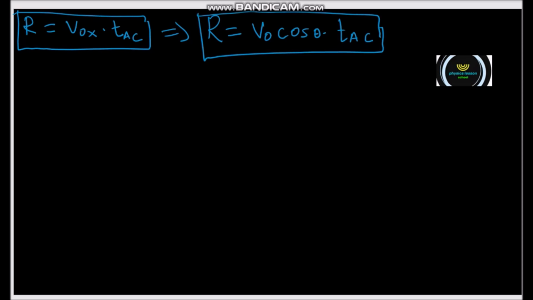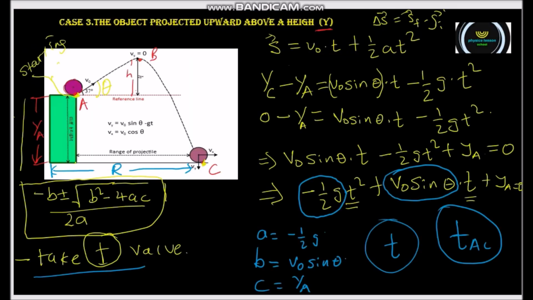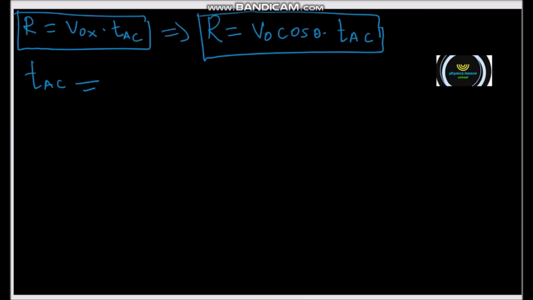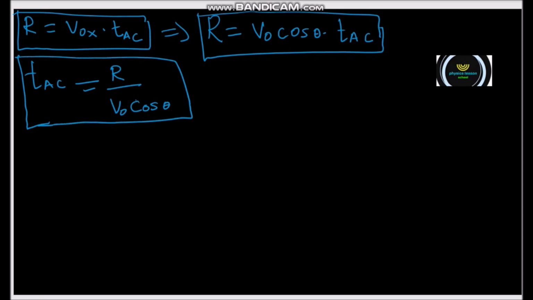Or if the value of the range is given, you can also calculate the total time of flight, T from A up to C. If you have the range, the horizontal distance, you can use range over V naught cos theta. You can also use this equation if you have the range. You can find the total time of flight this way. All right.